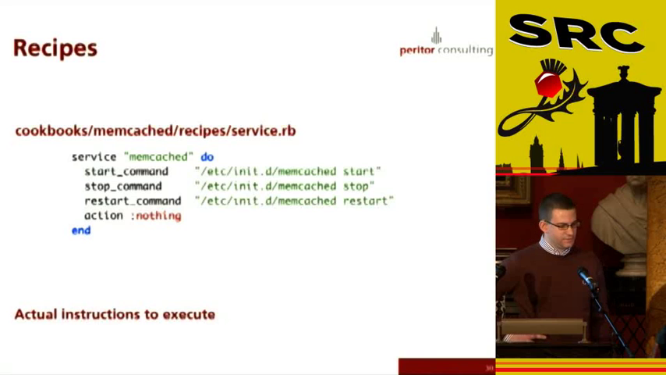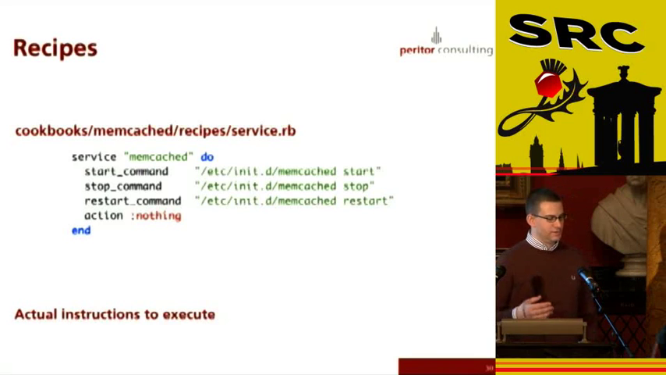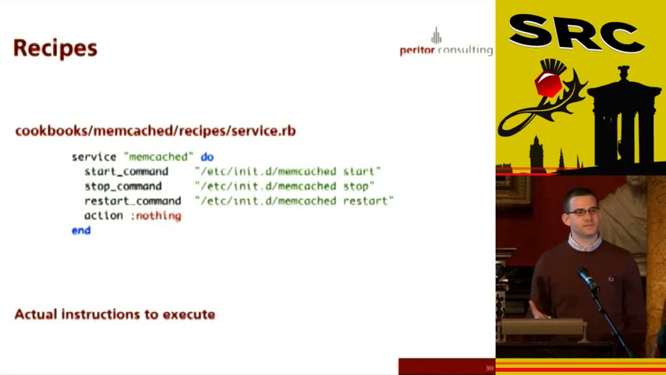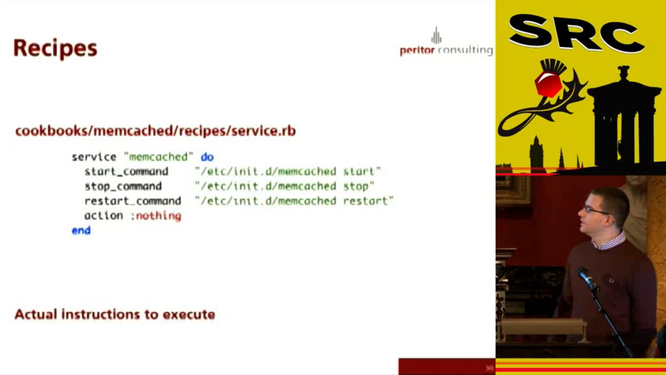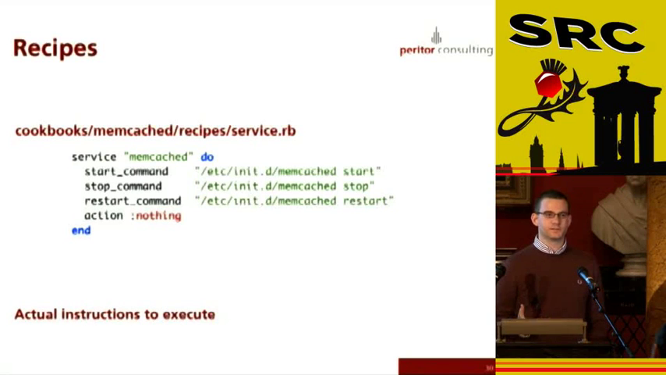If we look at the recipe, this is the actual gist of Chef. In this case, we're defining a service. So we're telling Chef there is a service on your system, or maybe it should be, but I can control this entity called Memcached, and I define how to start it, how to stop it, and what I want to do with it. In this case, I don't want to do anything, I'm just defining it so I can reuse it later.